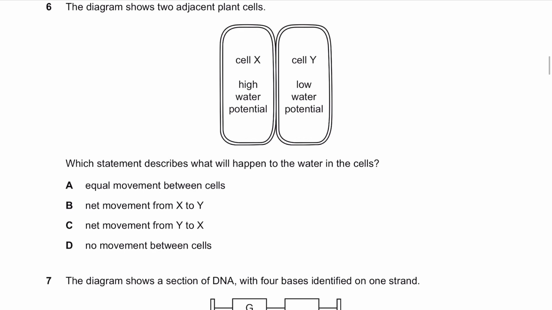Question 6. The diagram shows two adjacent plant cells. Cell X has high water potential, cell Y has low water potential. Which statement describes what will happen to the water in the cells? Alright, osmosis is where water molecules move from high water potential to low water potential. So water will move from cell X to cell Y. Therefore, the answer is B, where that movement from X to Y occurs.